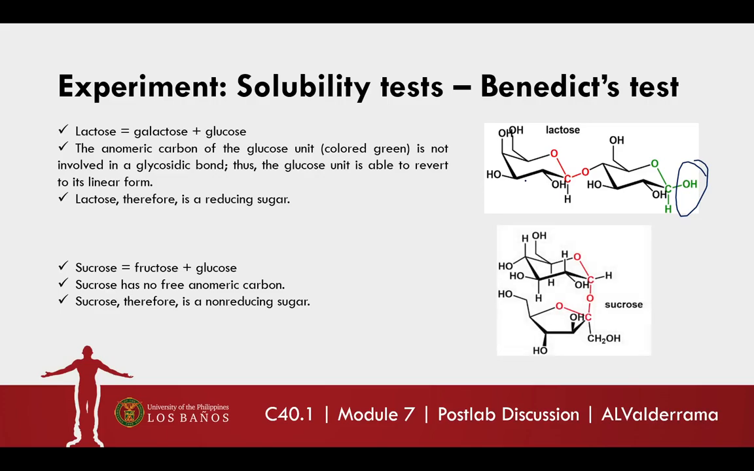For sucrose naman, sucrose is composed of fructose and glucose. And based from the attachment of the glycosidic bond, there will be no free anomeric carbon. Kasi both anomeric carbons are involved in the glycosidic bond. So, since walang free anomeric carbon, sucrose is considered as non-reducing sugar.